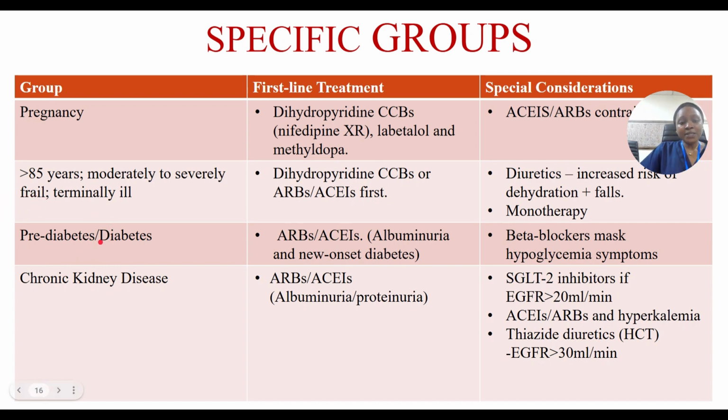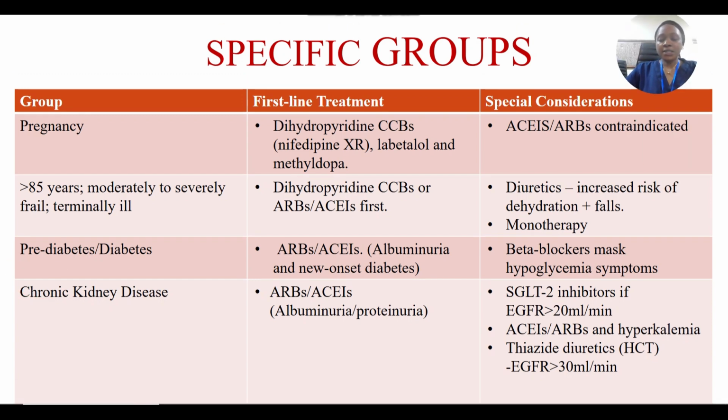Now, in people with pre-diabetes or diabetes, ACE inhibitors and ARBs are first line because people with diabetes tend to have albuminuria and ACE inhibitors are usually protective. And they also help to delay new onset diabetes among people with pre-diabetes. Among people with chronic kidney disease, it is also beneficial to add SGLT2 inhibitors if their eGFR is, of course, more than 20 mL per minute. This is because SGLT2 inhibitors have been shown to be renal protective as well. And they also have a moderate effect when it comes to reducing blood pressure.